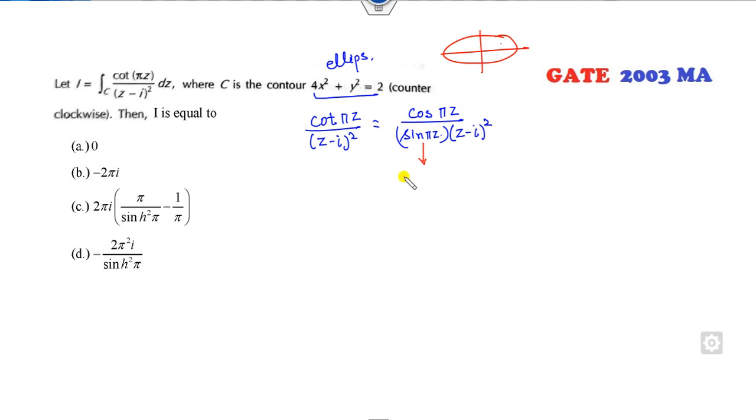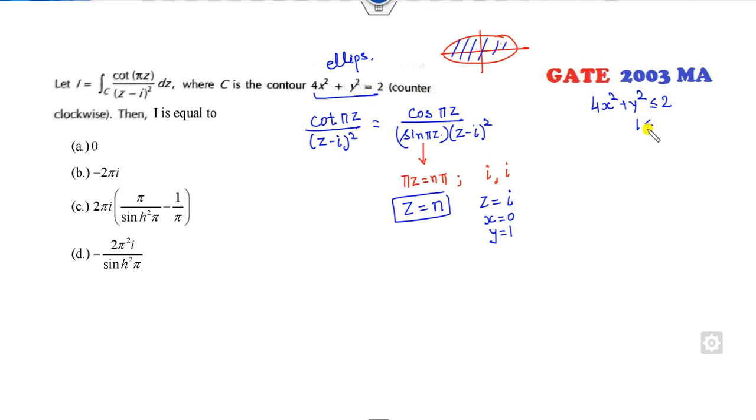Then the poles of this will be πz equal to nπ, and it will be ι, times ι. Fine. So if this will be here, then z will be my n. And from here z will be ι. Now we can see whether it satisfied it or not. So when it will be here, x is 0, y is 1. Is it satisfied? Remember, it's not equality. Is it satisfied inside this curve? That means 4x² plus y² is less than or equal to 2. Is it satisfied? Yes, because 1 is less than 2.